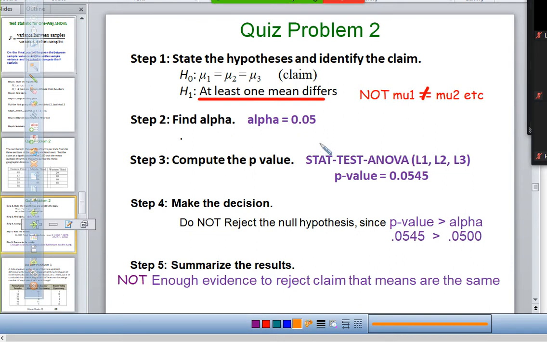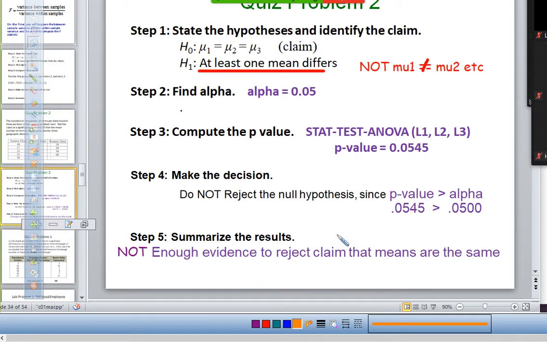And then find alpha. Alpha is 0.05. Done. Compute the p-value. Stat test ANOVA of L1, L2, L3, and you guys got a p-value of 0.0545. So then step 4, you're going to make the decision. I'm going to compare the p-value to alpha. The p-value is greater than alpha, because 0.0545.